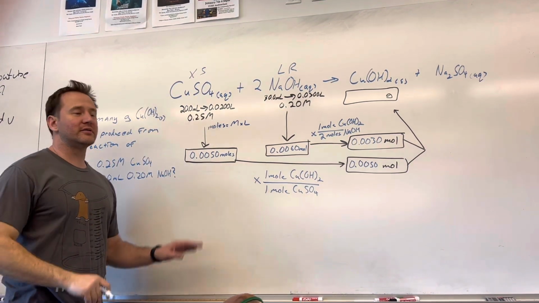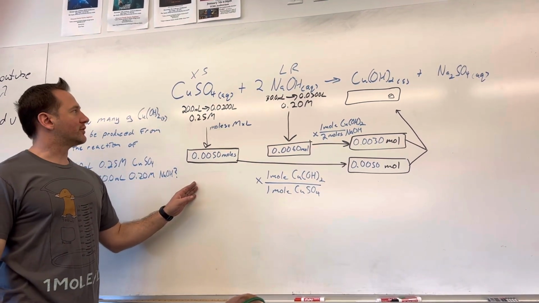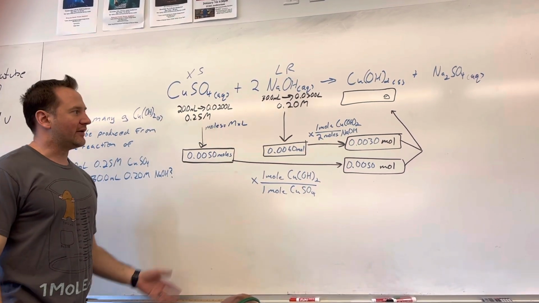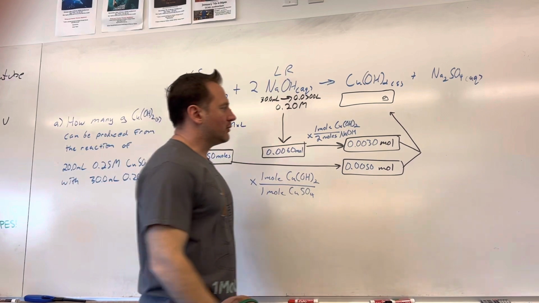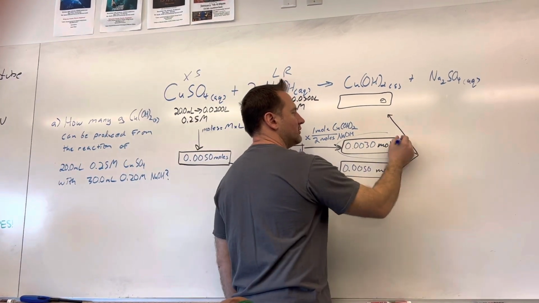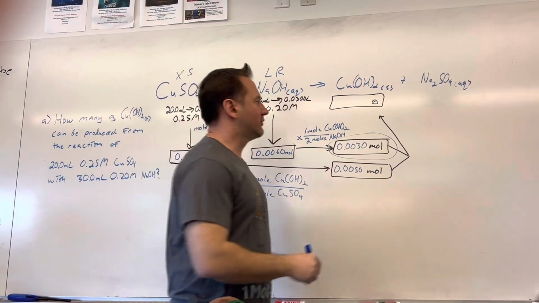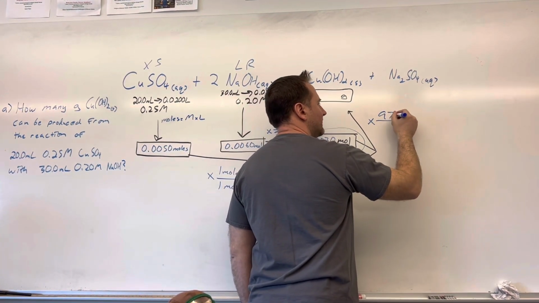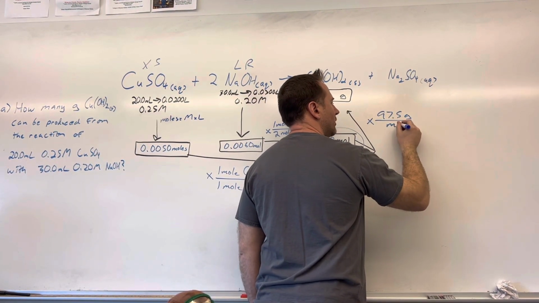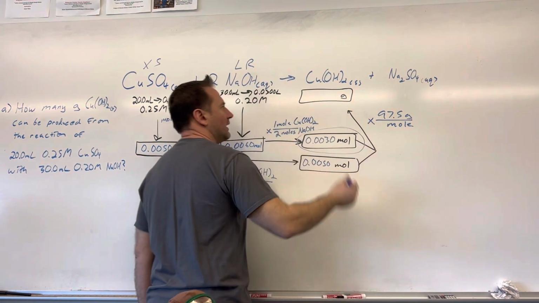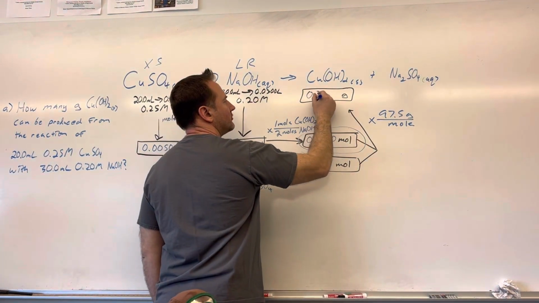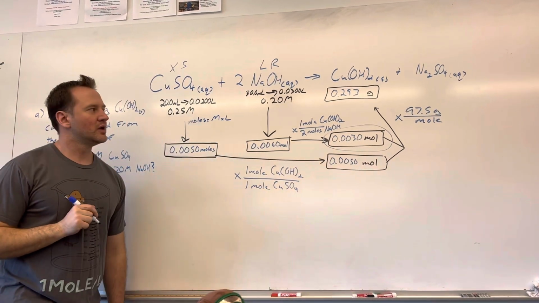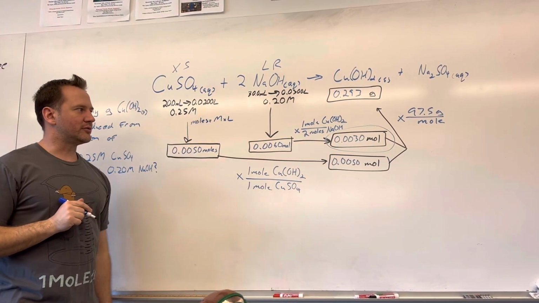In another video, we're going to take a look at how we can figure out what the concentration of these ions would be left over in the solution after the fact. But from here, we would say this is the theoretical yield in moles. And if we want to convert that to grams, what we would do is multiply by the molar mass of 97.5 grams per mole. And what we would get is that you could make 0.293 grams of copper hydroxide from our sodium hydroxide.